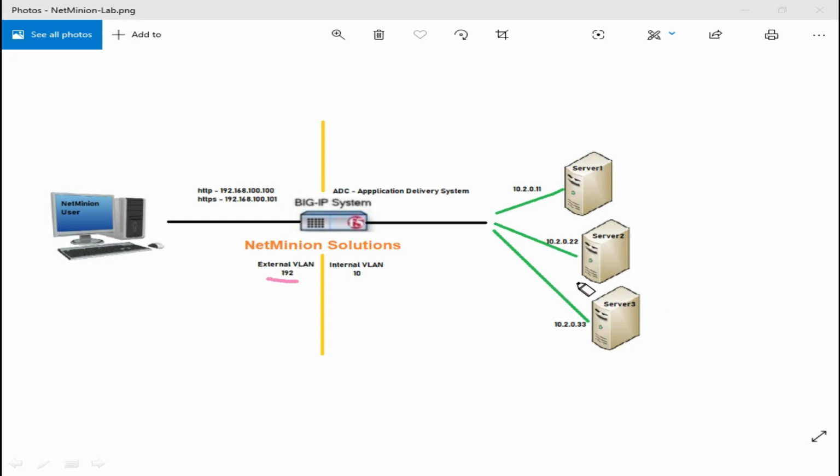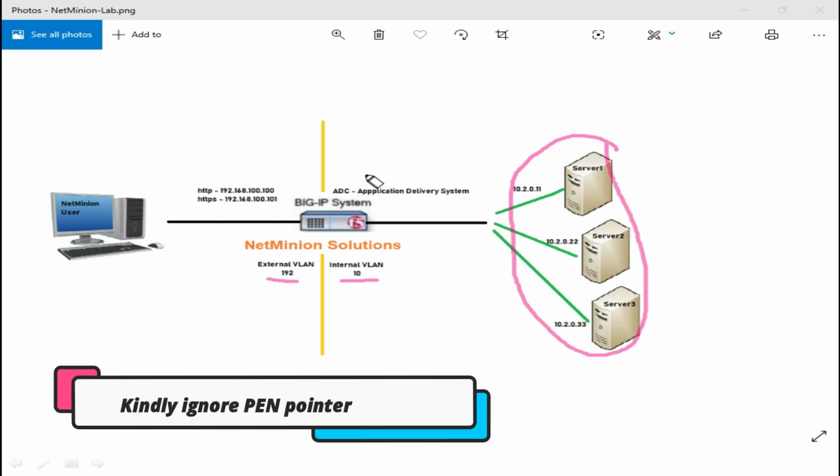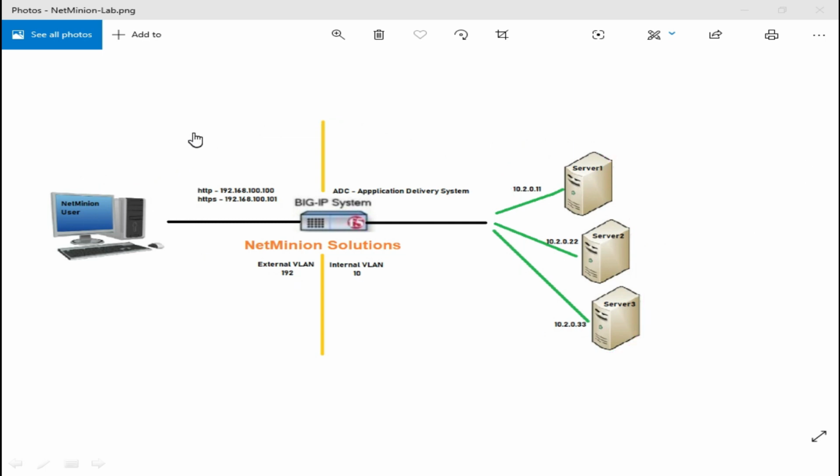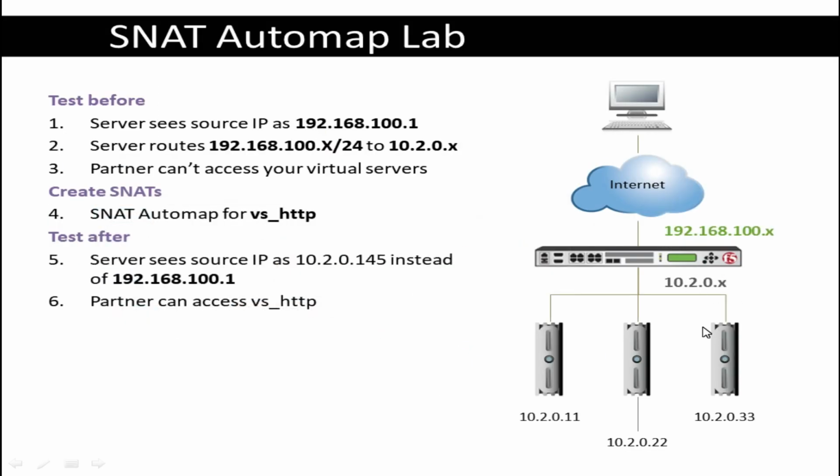Here we are using external VLAN as 192, internal VLAN as 10, and we have three of the servers. We will check whether my IP is able to access this or not, because I am not putting any kind of routing over my F5, so it should ideally not be accessible. So without any wait, let us check, and let us create this kind of lab.